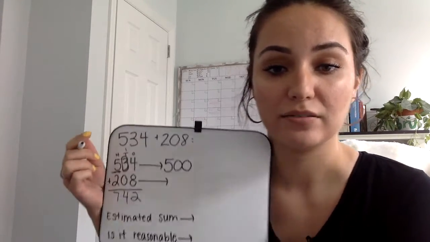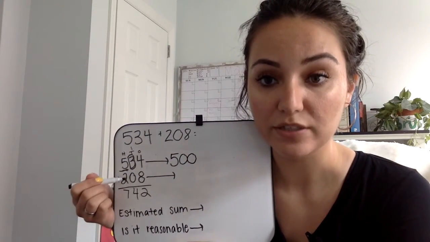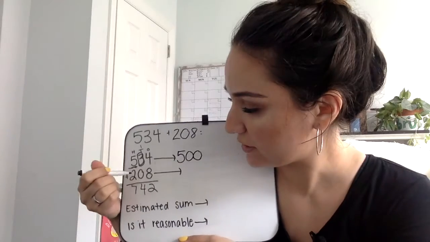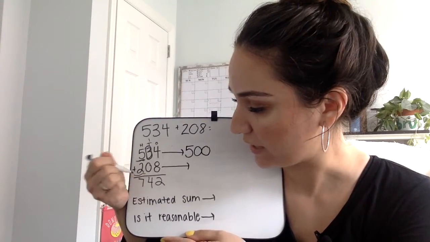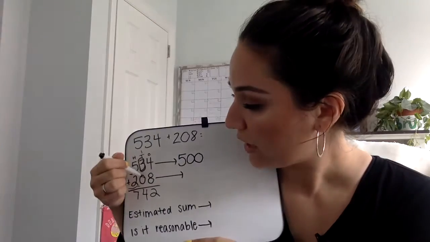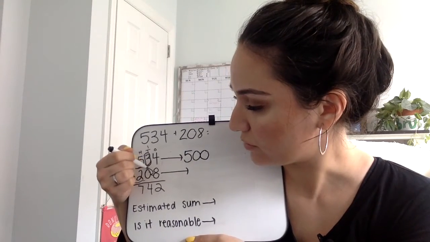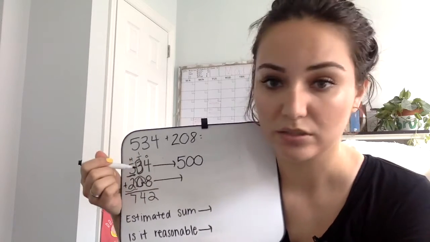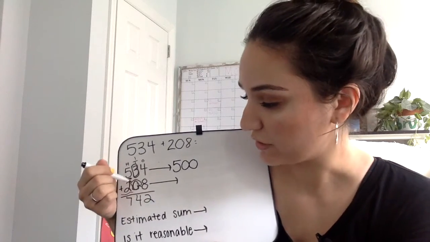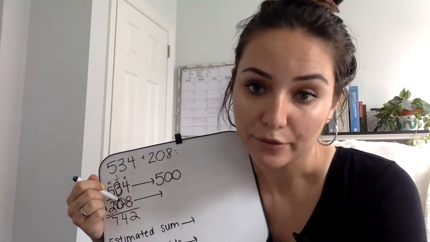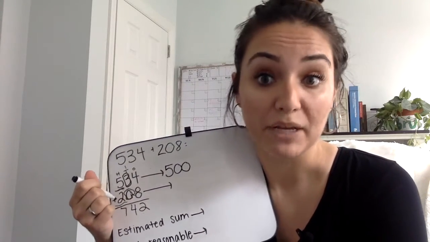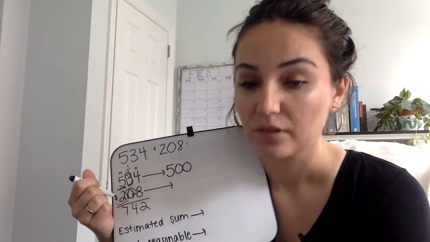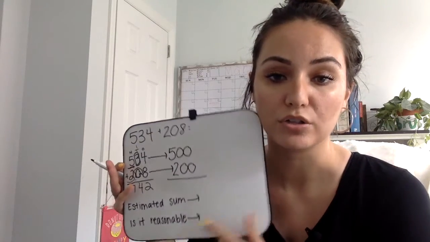Now for 208, we need to round to the nearest 100, okay? So we underline the number that's in the hundreds place. I'm going to try to do this as best as I can. We underline the number that's in the hundreds place, and we circle next door. That was a horrible circle. We circle next door, okay? So that's a 0. So is that 2 going to get bigger or is it going to stay the same? It is going to stay the same, okay? So 208 rounded to the nearest 100 should be 200, okay?